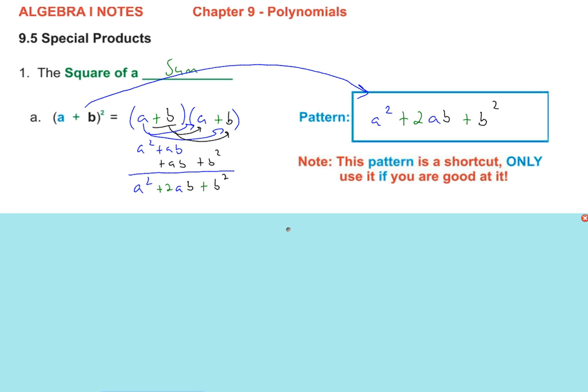And with the pattern, we can do other things. But again, you got to remember the pattern. And it really only saves you one little thing. But you can use it if you want to.